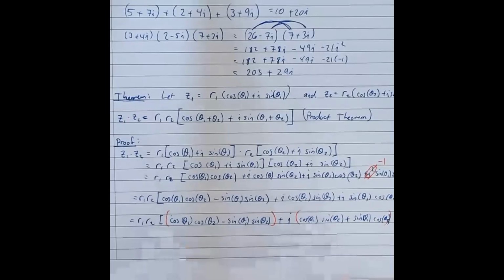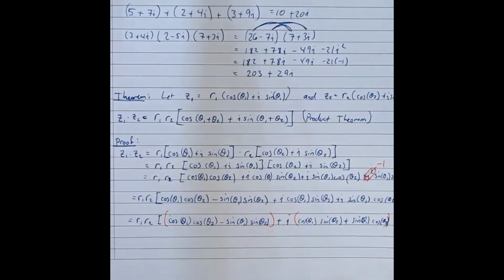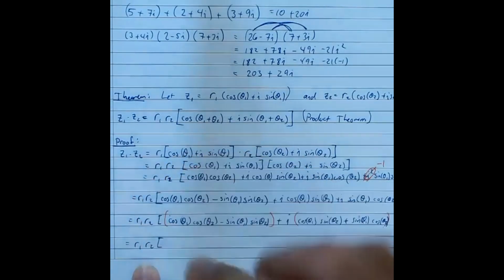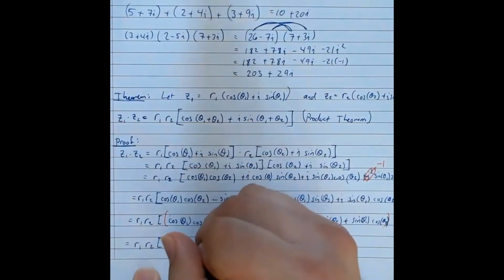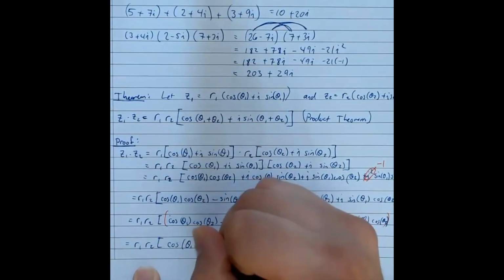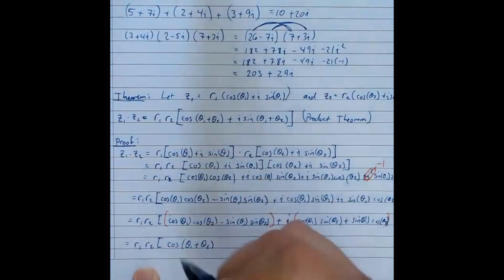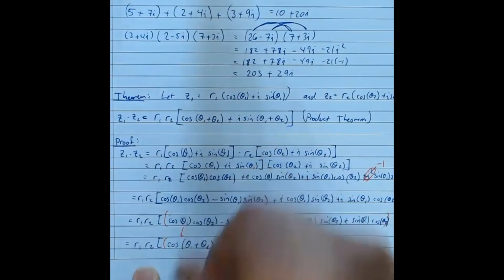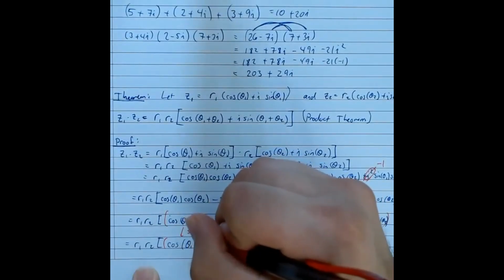Think back to our chapter 5 and think back to our identities. If you take the cosine of an angle times the cosine of an angle minus the sine of an angle times the sine of that other angle, this is just the sum formula for the cosine function. Here, you can write this as r1 r2 times all of this stuff, which is just going to be cosine of theta 1 plus theta 2. That's because all of this becomes just that small expression using the sum formula for cosine.